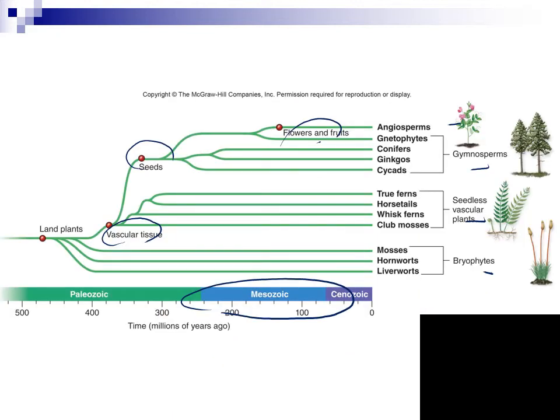So this is the one from your book. It basically shows the same thing. It's just turned on its side. So I'm just giving you two examples, and again, I'm not going to hold you responsible for these ages or times, but just the order from the bryophytes, the mosses, to the seedless vascular plants, which are the ferns, to the gymnosperms, and lastly to the angiosperms.